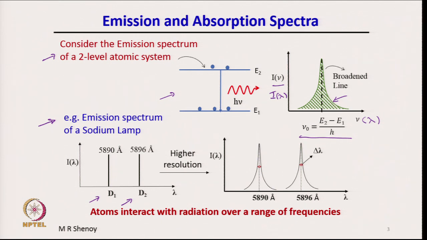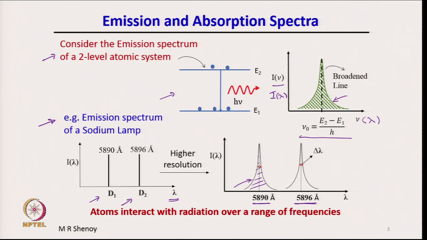But if we observe it with higher resolution, that is, if we enlarge the scale in lambda, then we see that each one of these lines is spread over a range of wavelengths. What is plotted is lambda versus I of lambda. One line is centered at 5890 angstrom and the other at approximately 5896 angstrom, the wavelengths of the D1 D2 lines, with a separation of 6 angstrom.